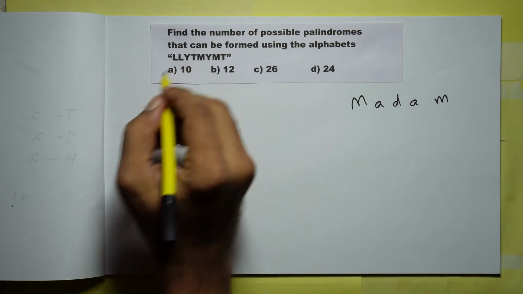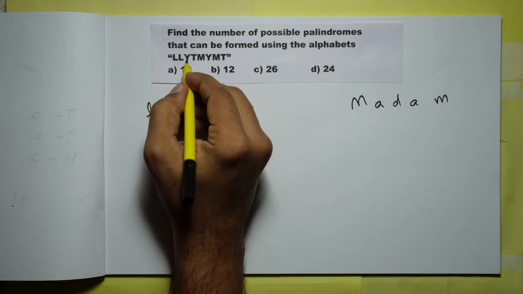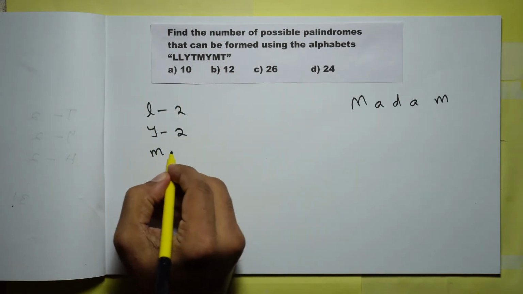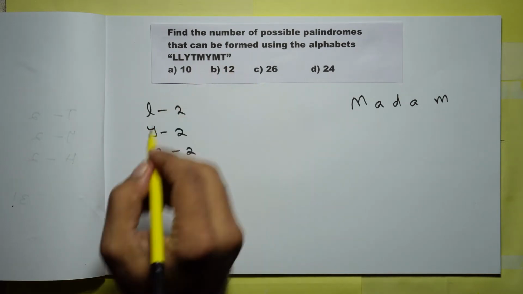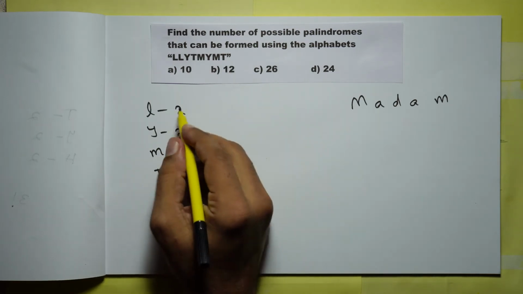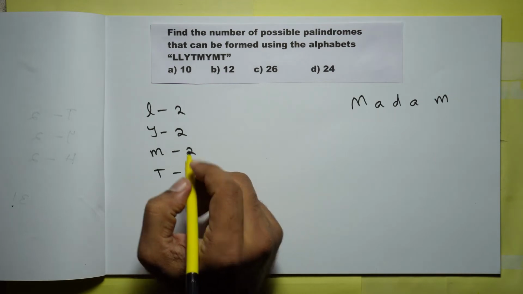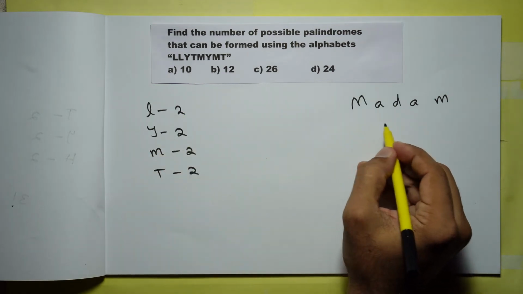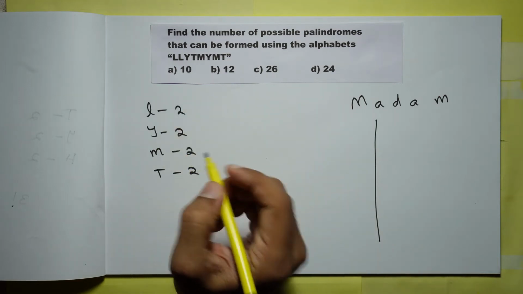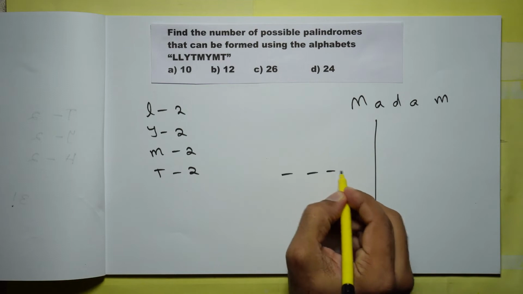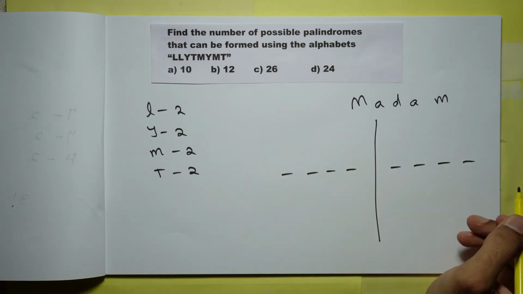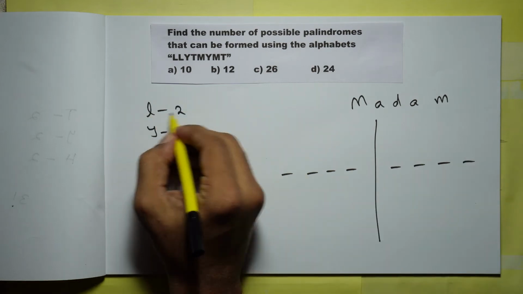Now, here you have 2 L's, 2 Y's, 2 M's, and 2 T's also. Using these 8 alphabets, how many palindromes can be formed? Now when you form a palindrome, there will be a middle line. Now altogether 8 alphabets are there. So there will be 4 spaces on this side of the line and 4 spaces on the other side of the line. 2 L's are there.